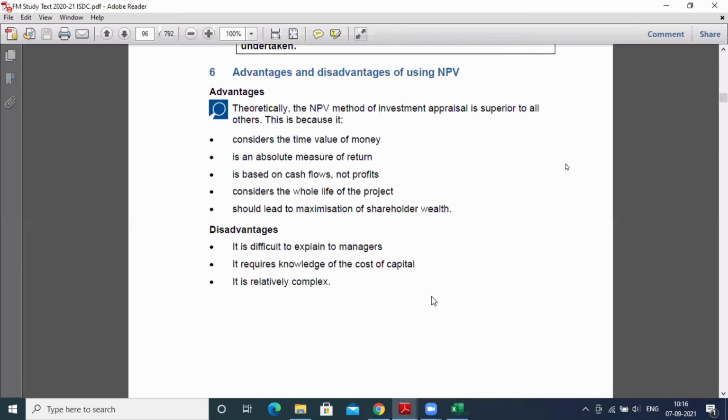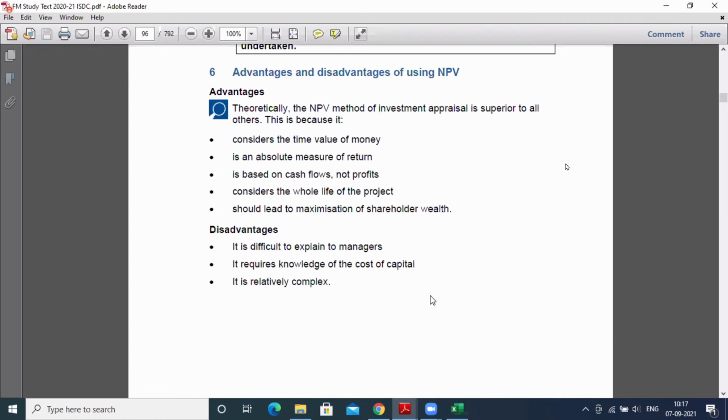This is also one advantage, because in case of ROC, we generally say that the expected return from the project is 15% or 20%. It is mentioned only in percentages, not in absolute terms. But in case of NPV, we express the return in absolute terms, and it is based on cash flows, not profits. Because if you considered profits, there is always a possibility of garnishing. But in this case, we consider only the cash flows. We eliminate the non-cash items.